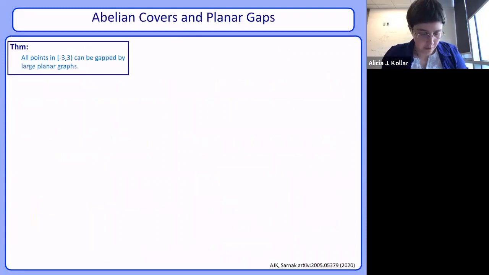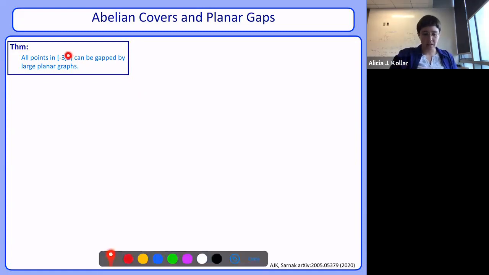Let's see. So I think I have really just a few more minutes, and so I'll present our other theorem, which is that we've showed that all points between -3 and 3 can be gapped by large planar graphs. And so what that means is that if I pick any value between -3 and 3, then there exists a planar graph where that particular value falls inside a gap. So this is pretty remarkable, because what it says is that actually +3 is the only spot where you cannot put a gap. Everywhere else you can manage to do it.